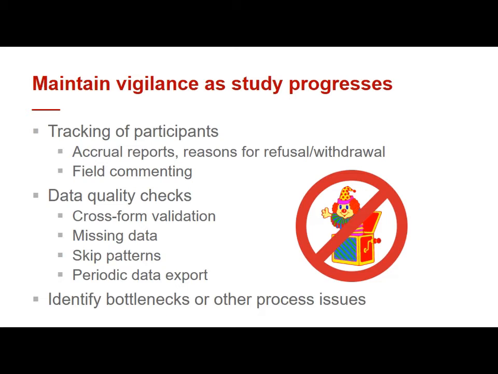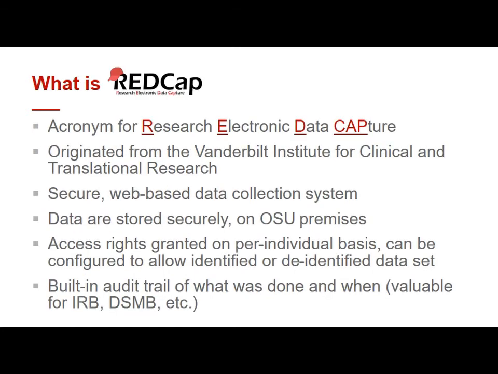It's also a good idea just to keep tabs on your accrual. Are you accruing the racial, the gender, the different breakdowns that you want to in your study population? Use your field commenting if you're using REDCap to comment for anything that's not being recorded for whatever reason so that you can go back and look at that later on. It really helps you to identify those bottlenecks and things that could be improved in process.